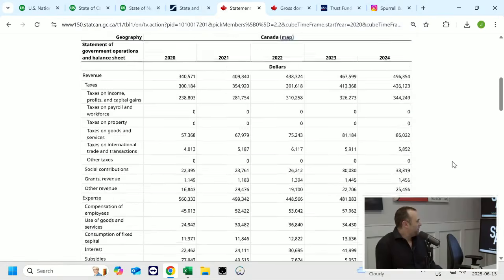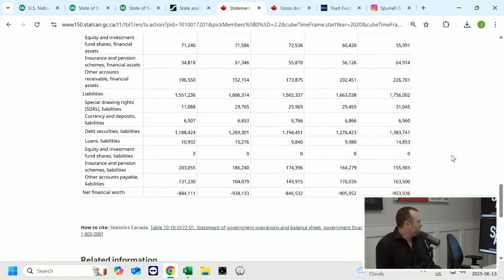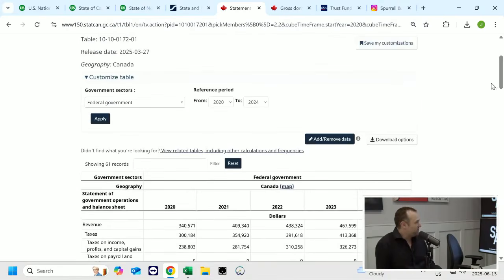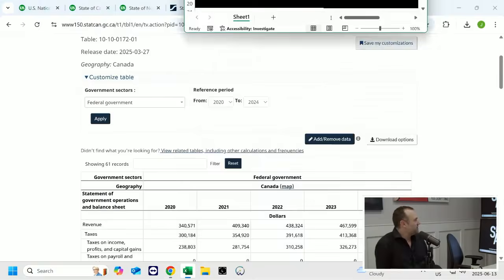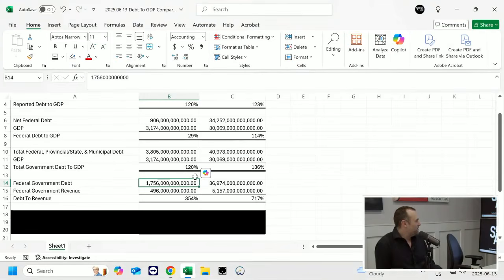So we have the 1.7, which I believe we covered before, which would be the total liabilities, $1,756 billion. Yep. And then you have the federal government revenue, $496 billion. Okay, so that's our ratio. Basically, the federal government debt is 3 times the size of the revenue. Okay, that's a concerning number as it is.